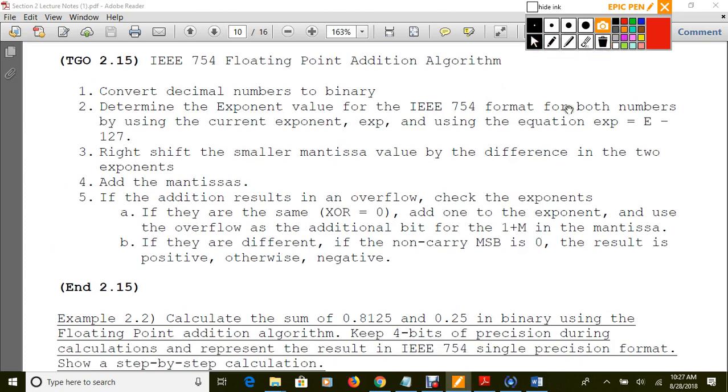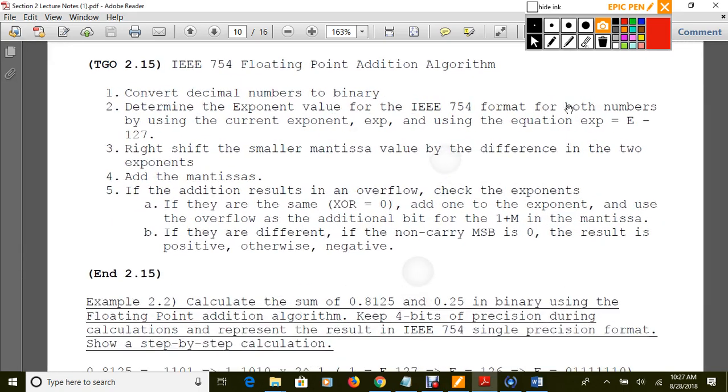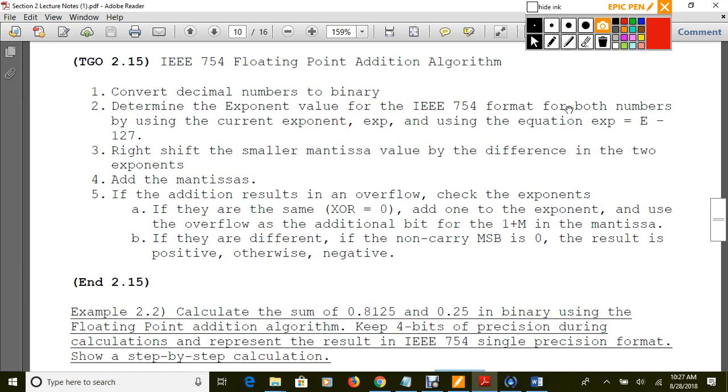Let me scroll down a little bit so you can simultaneously have the algorithm and just an example of the question. You don't need to see the work yet. Here I would say: calculate the sum of 0.8125 and 0.25 in binary using the floating point addition algorithm. First thing, put 0.8125 and 0.25 in binary. It becomes a little more complicated when I throw a negative number at you, but not that much more complicated.